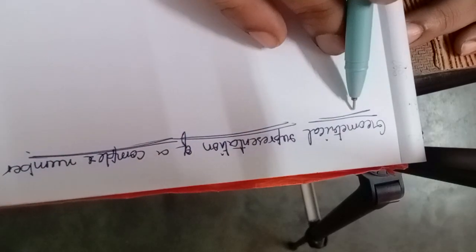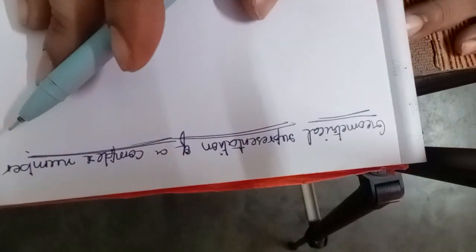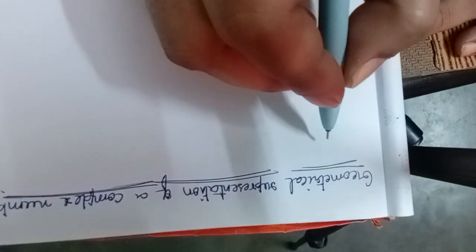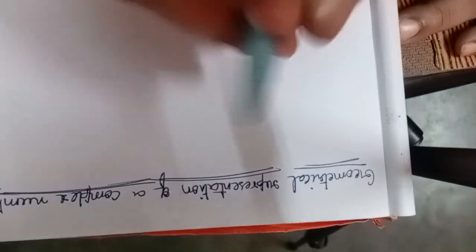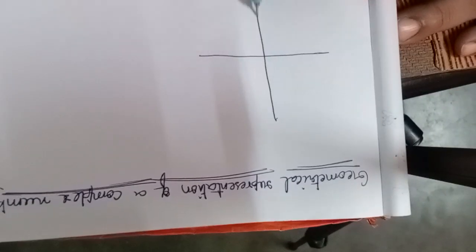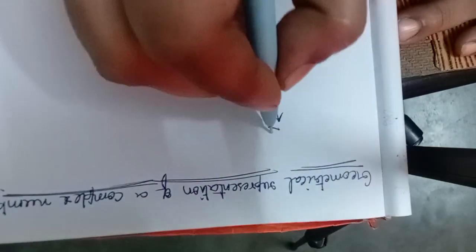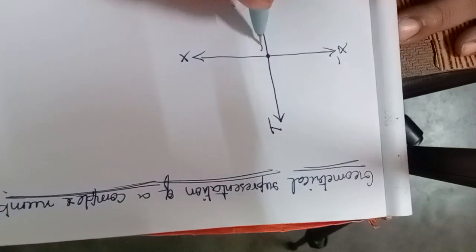The topic I want to start with is the geometrical representation of a complex number. In this representation, we take two intersecting lines, mutually perpendicular lines. Actually, perpendicular is a special condition of intersecting lines. So we'll take mutually perpendicular lines. This is y dash, x dash, and this is O.